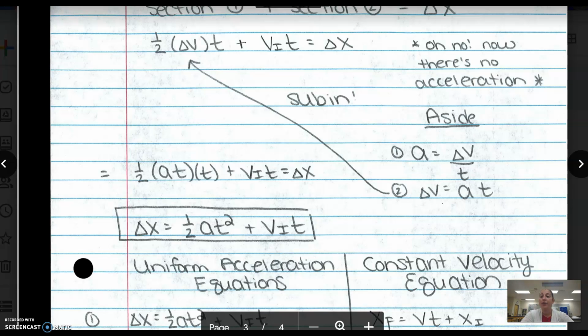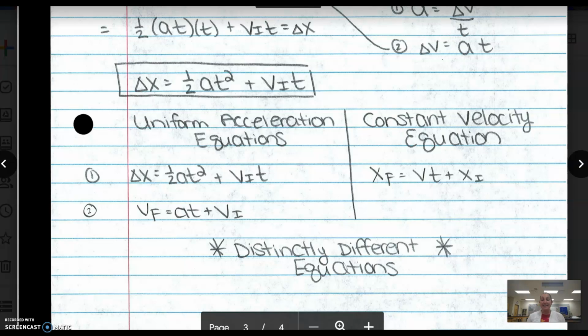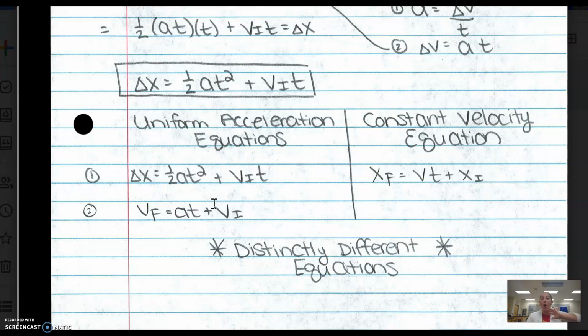We do have 3 equations at this point, and they are distinctly different equations. If you are dealing with uniform acceleration, you can only use uniform acceleration equations. You cannot use constant velocity. They are 2 very different motions, and very different motions have distinctly different equations. All right, so I'm going to do an example, but that will be in the next video.